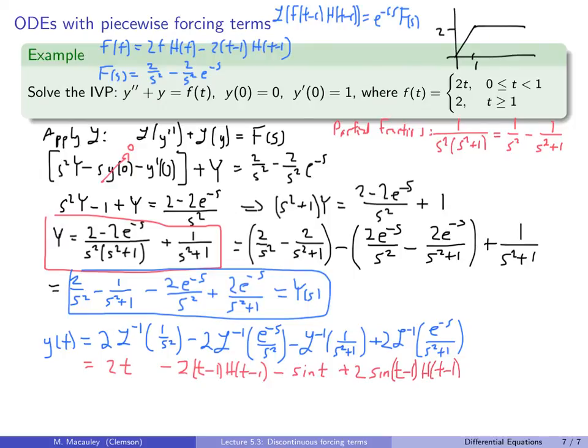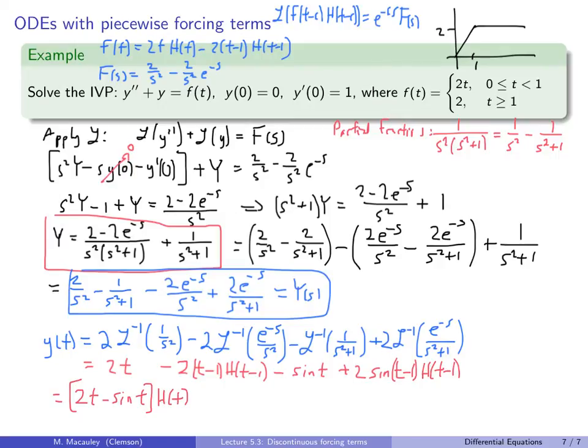So now let me collect terms. Here I'm going to collect all the terms together that don't have any Heaviside function and ones that do. So first of all we have 2t minus sine of t, and I'm going to multiply that by h of t, I don't have to, but that doesn't do anything. That's the same thing as 1.